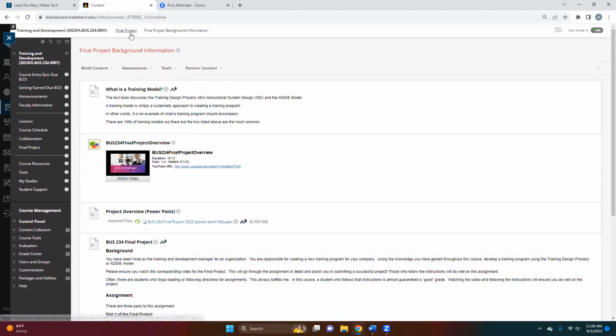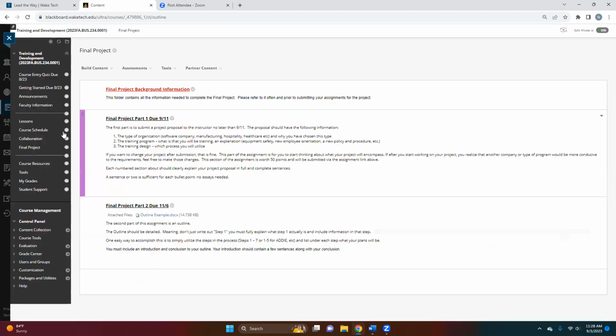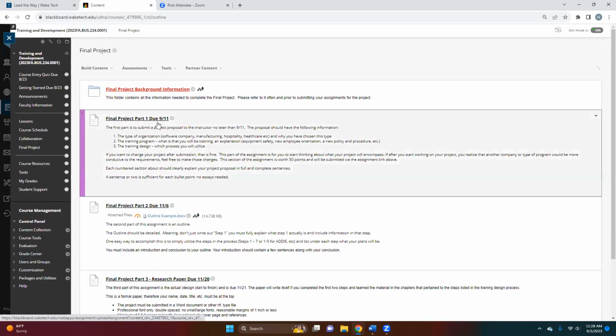And let me jump back to that final project. So that's due next week. Yep, right here, final project part 1, due on the 11th. You're going to give me the type of organization, the training program, and which process you are going to utilize. And then your actual research paper down the road is just a research paper on that model, either the ISD model, 7 steps, or the ADDIE model, which is 5.